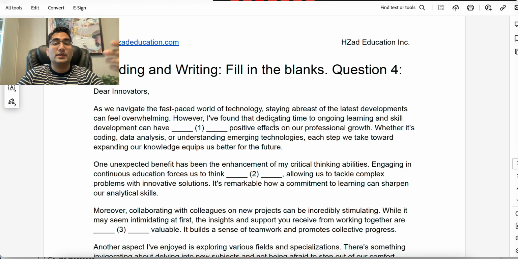The next thing is looking at the keywords. So she's found that if you dedicate time, here, that's a keyword, if you dedicate time to learning and development, it can have something positive effects. So it can have drastic positive effects, wonderful positive effects. Most likely this is going to be an adjective. Now we have a very good understanding and prediction of what can go here.